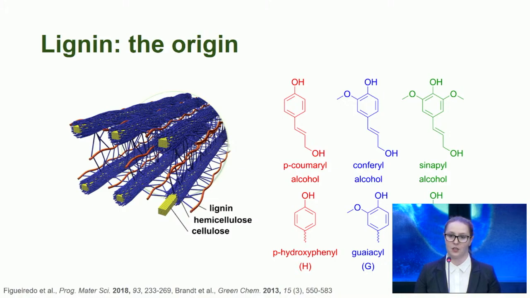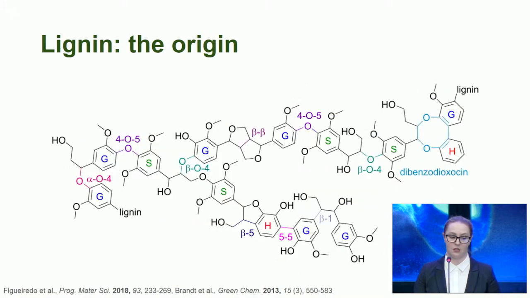Lignin itself is based on three phenylpropanoid molecules, three alcohols presented on the slides, which create three basic units: parahydroxyphenyl, guaiacyl, and syringyl unit. And these units are enzymatically cross-linked to create different kinds of carbon-carbon and carbon-oxygen bonds.